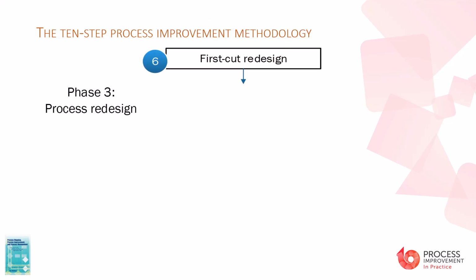The process redesign phase starts with the 6th step, where the project team use what they have analyzed in the previous steps to create the first cut of their redesigned future process. They use a set of 32 redesign principles to come out with multiple variations of the future process and select the final cut to move forward.